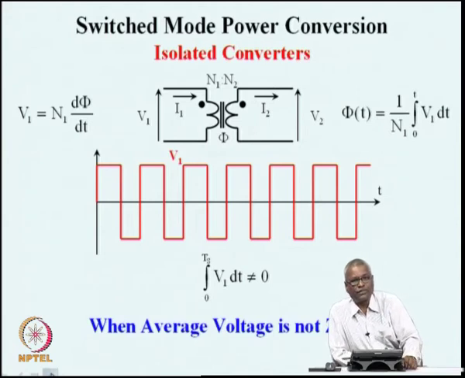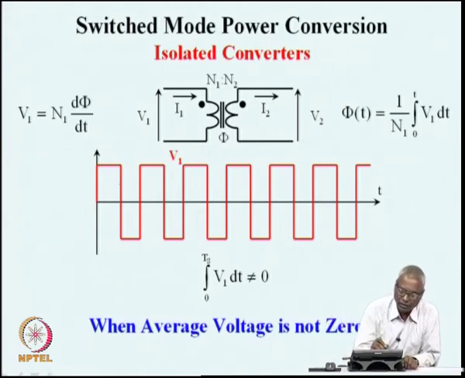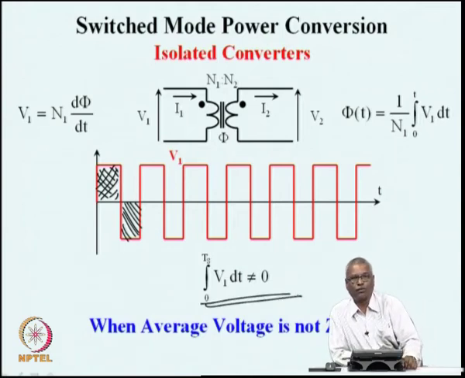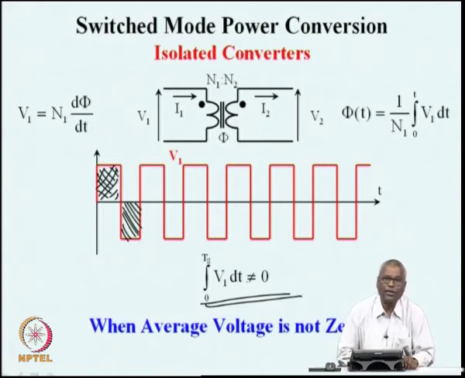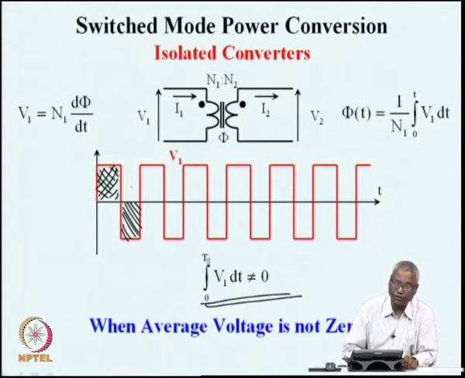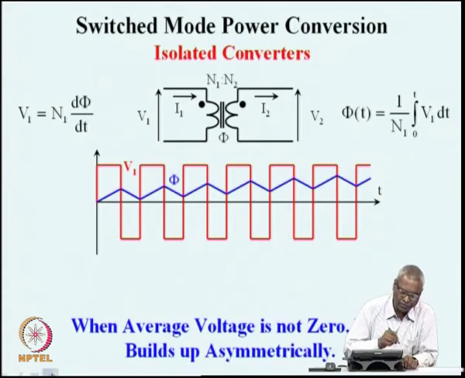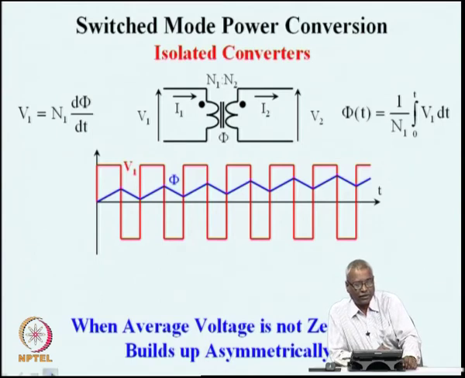Supposing the voltage applied is not symmetric, for example, if the voltage you apply during the positive half and its duration, the product of that, is not equal to what is applied in the negative half, if the volt-second over a period is not equal to 0, in such a case what happens? If the average voltage is not 0, what will happen to the flux? This is the question which will give us the precautions to be taken if you wish to operate a switched mode power converter with transformer isolation.